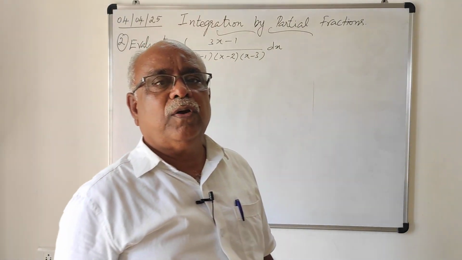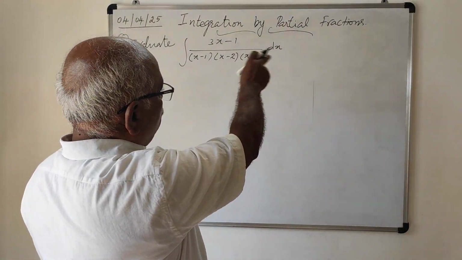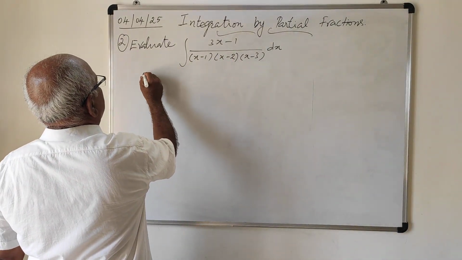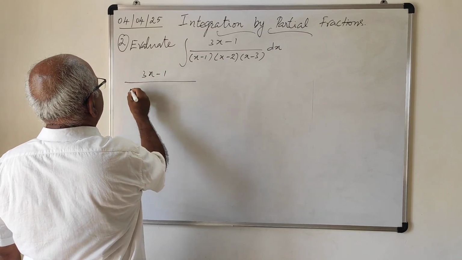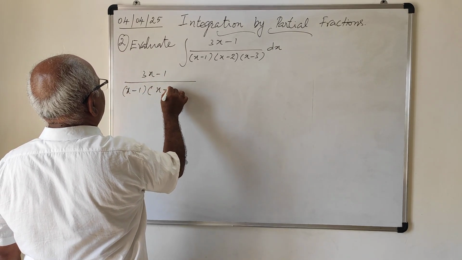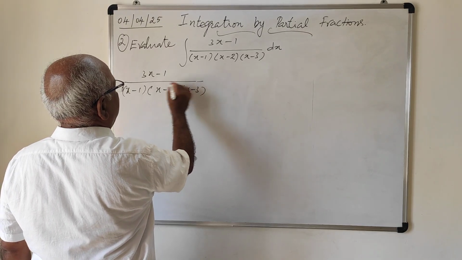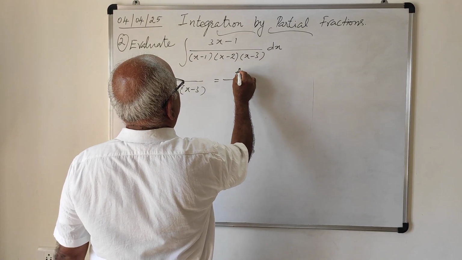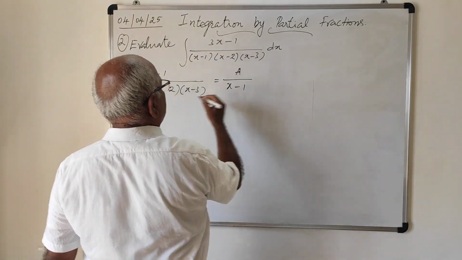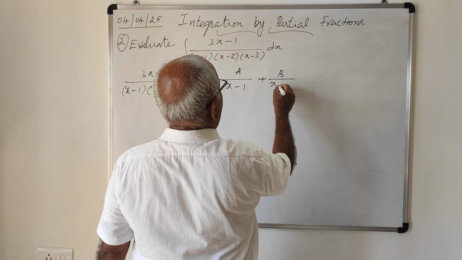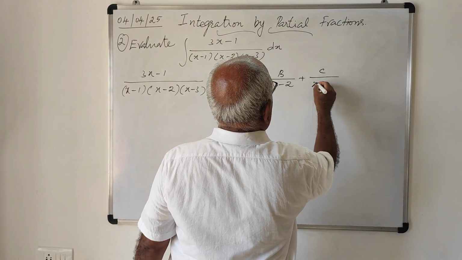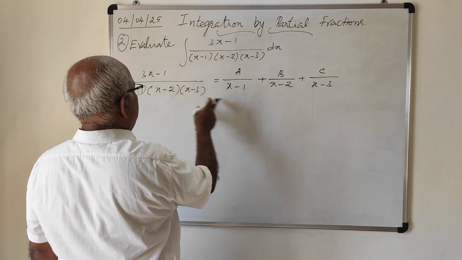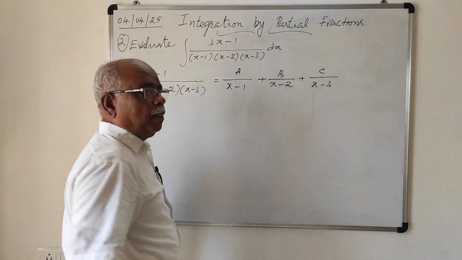Here in the denominator you have three factors. Therefore, we have to decompose this integrand into three partial fractions. That is, 3x minus 1 by x minus 1 into x minus 2 into x minus 3 can be split into a by x minus 1 plus b by x minus 2 plus c by x minus 3. You have to split like this: a by x minus 1 plus b by x minus 2 plus c by x minus 3. The three factors can be split into three terms.